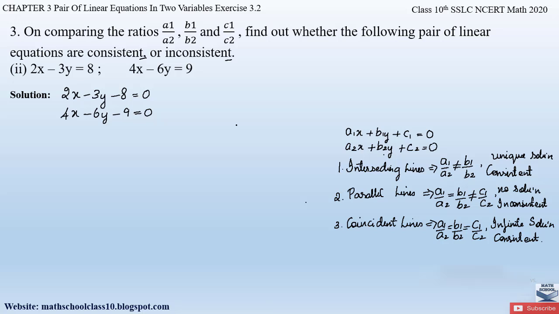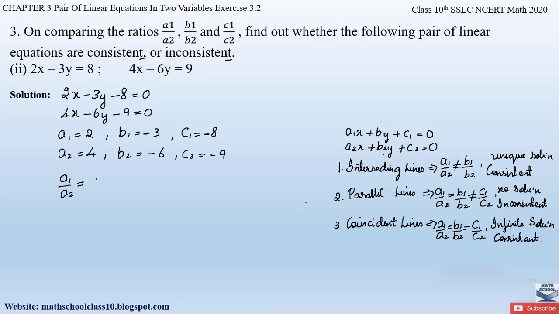Now comparing this with the general form of pair of linear equations and finding out the coefficients, A1 is equal to 2 from the first equation, B1 is equal to minus 3 and C1 is equal to minus 8, right? Similarly, A2 is equal to 4, B2 is equal to minus 6 and C2 is equal to minus 9. Now write down the ratios A1 by A2.